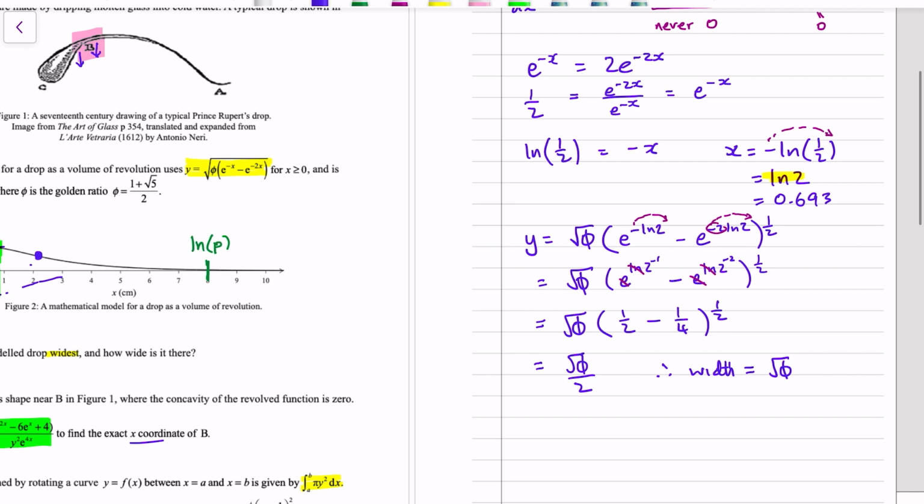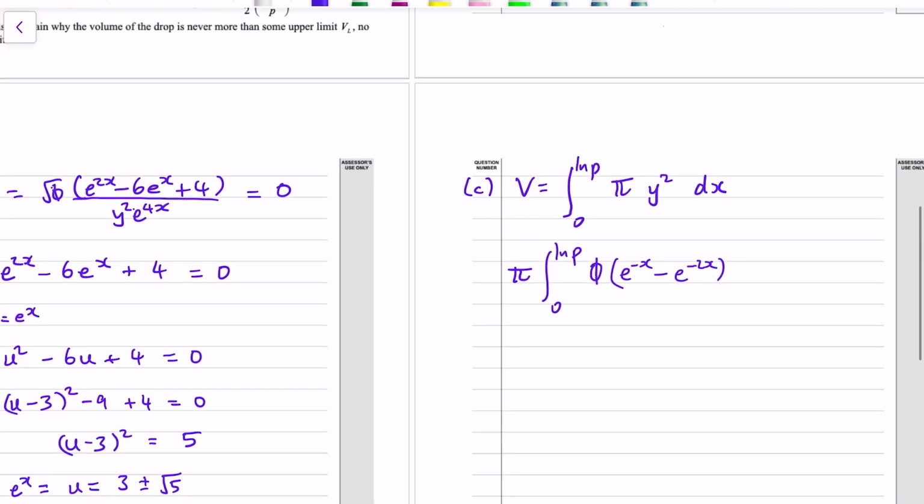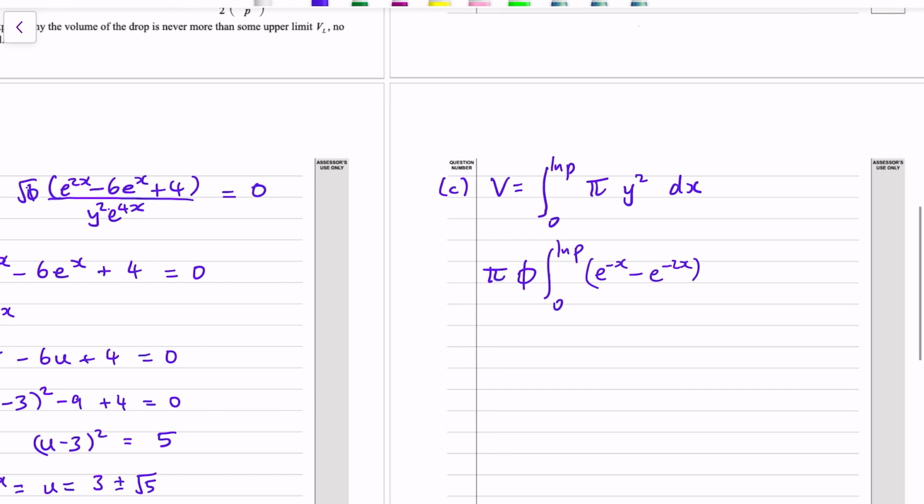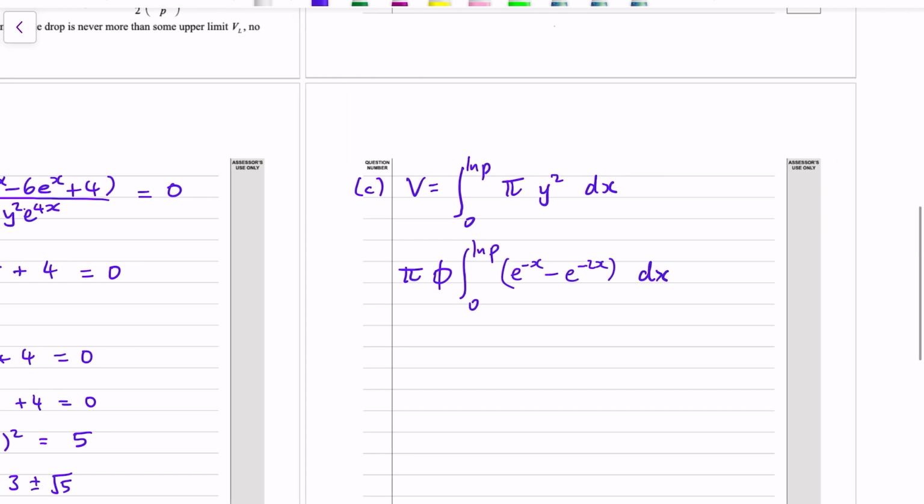And that's what we get when we square that. If we then pull the phi out the front of the integral as well, it's also a constant, so just make a little bit of room there. And then we need to integrate this with respect to x.